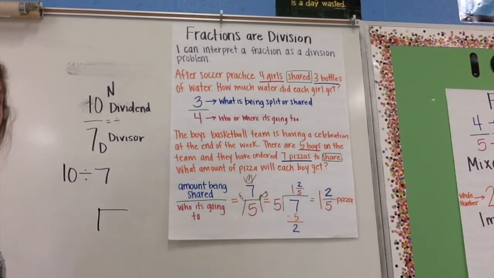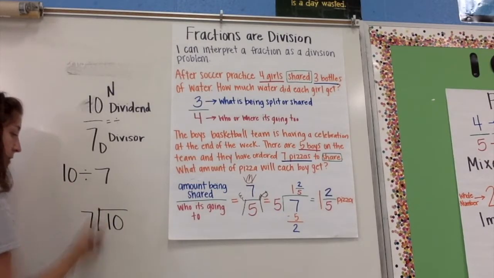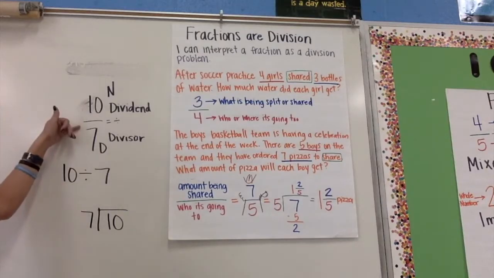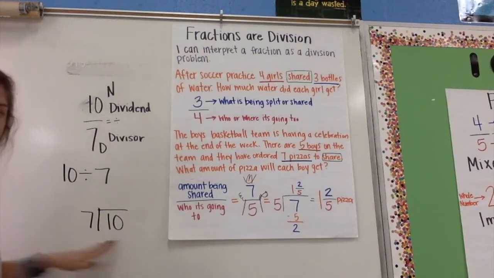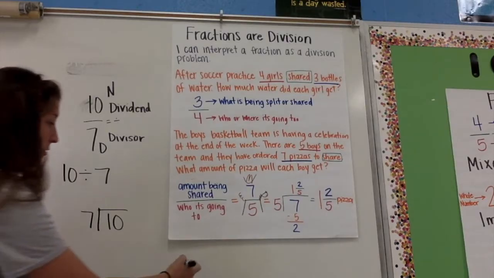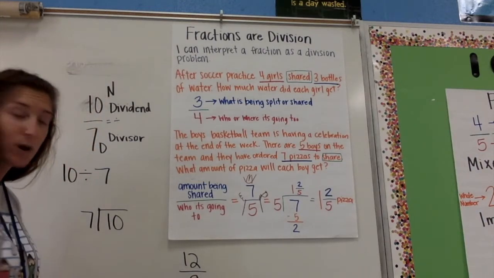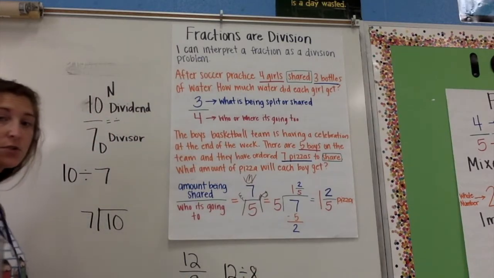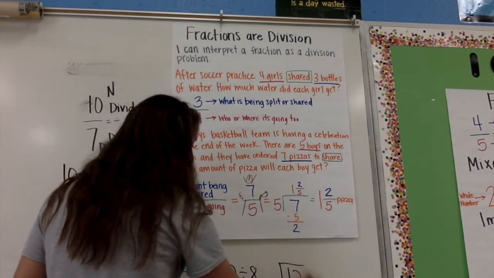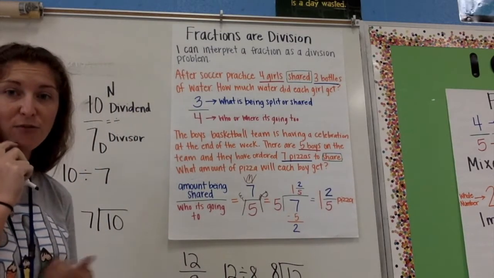So I could also write my division problem inside my house. First number goes inside my house, second number goes on the outside. The fraction 10/7 can be written as 10 divided by 7, or 10 inside my division house, 7 on the outside. Okay? Now, you guys can also try this with the fraction 12/8. I can write 12/8 as 12 divided by 8. I could also write 12/8 like this. These are all examples of how you can write a fraction as a division problem.